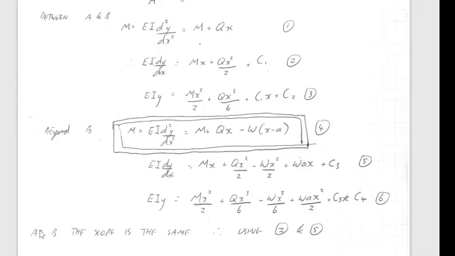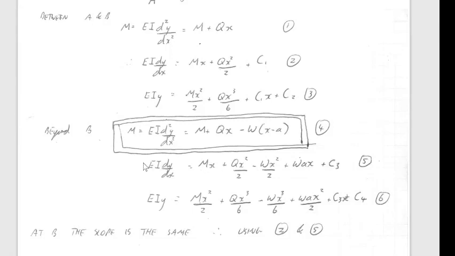So it says here, look, the slope at B is the same. Therefore, using equations 2 and 5. So equation 2 shows me my slope between A and B. Equation 5 shows me my slope beyond B. But at B, actually, the slope should be the same with this equation, and it should be the same with this equation. So let's take equation 2 and equate it to equation 5.